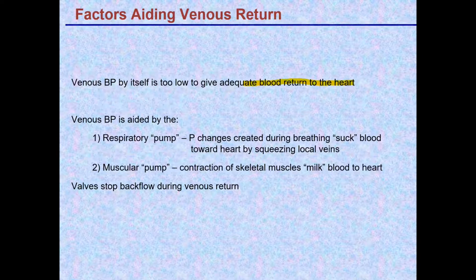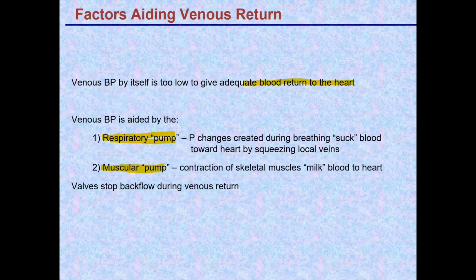Pressure is locally increased somewhat, and also maintained, I would say, by two things. One is the respiratory pump, and the other is the muscular pump. So these help with venous blood return to the heart.